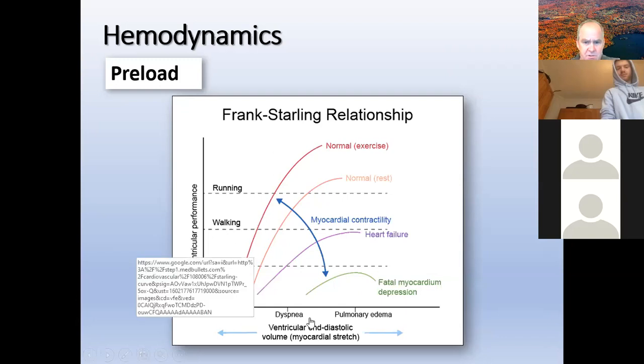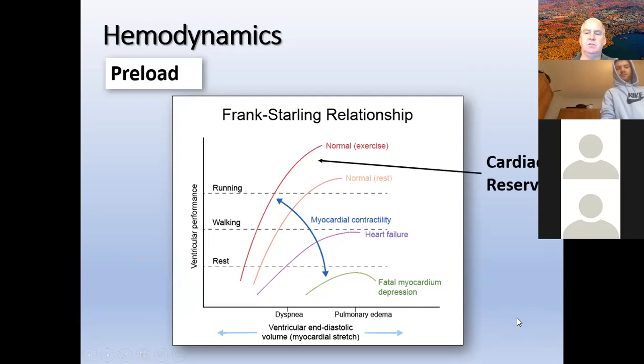So dyspnea and pulmonary edema. Dyspnea is fainting, basically. In your heart failure situation, when you give yourself more venous return, you don't get that much increase in inotropy. So you're trying to get your heart to move, and it's really not, and you tend to faint. And here's fatal myocardial depression.